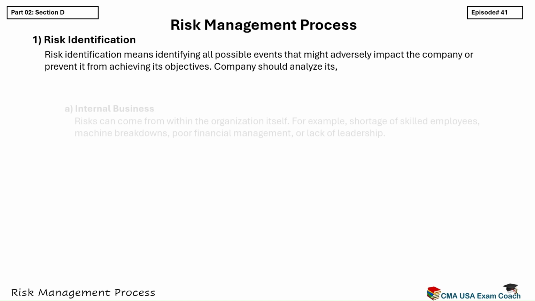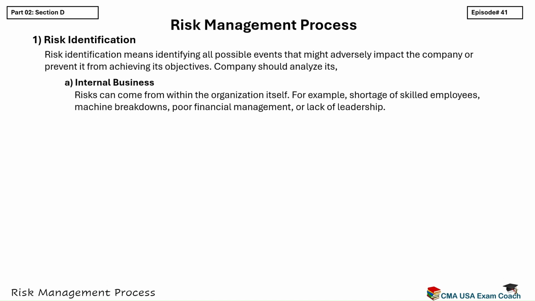A. Internal business. Risks can come from within the organization itself. For example, shortage of skilled employees, machine breakdowns, poor financial management, or lack of leadership. These are risks that arise from inside the company and can directly affect performance.